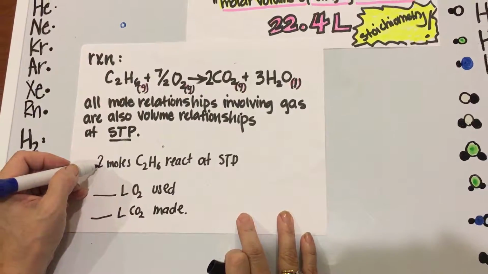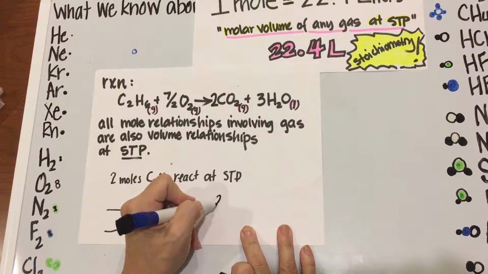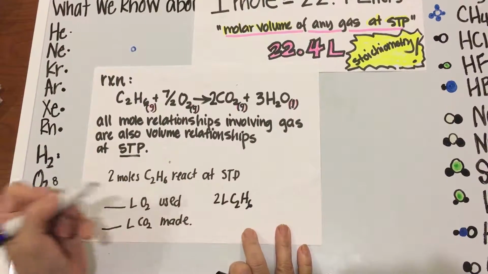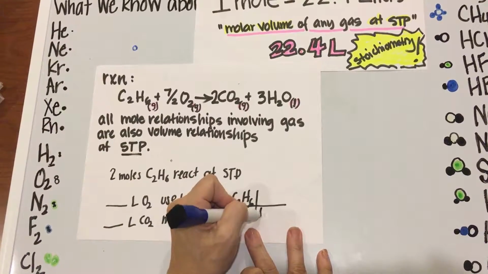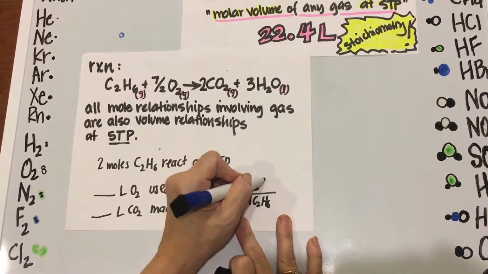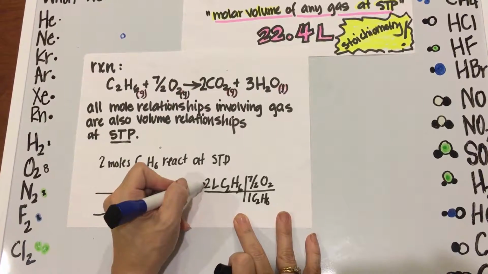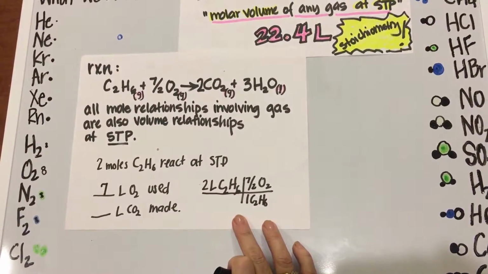I'll start with 2 moles, but this is a gas, so I can use that as 2 liters C2H6. And let's convert it into oxygen. For every 1 C2H6, 7/2 O2 is used up, so 2 times 7/2 equals 7 liters of O2 used.